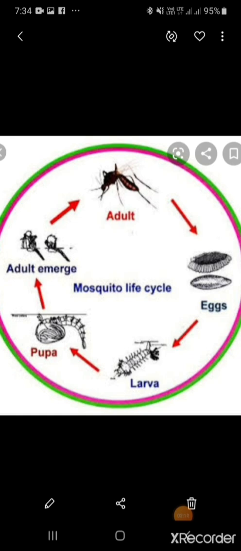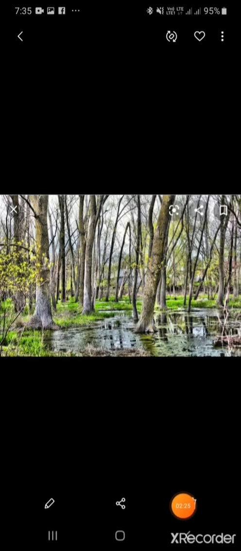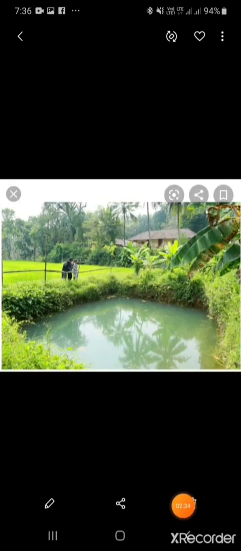Mosquitoes are abundant in warm regions. They live in areas of standing or stagnant water such as swamps. A swamp is a forested wetland, lakes, ponds and paddy fields.